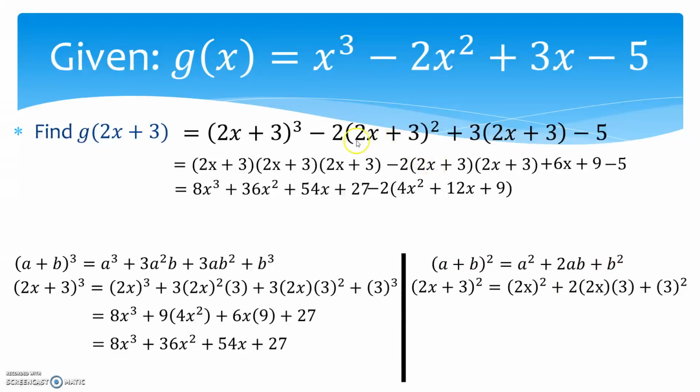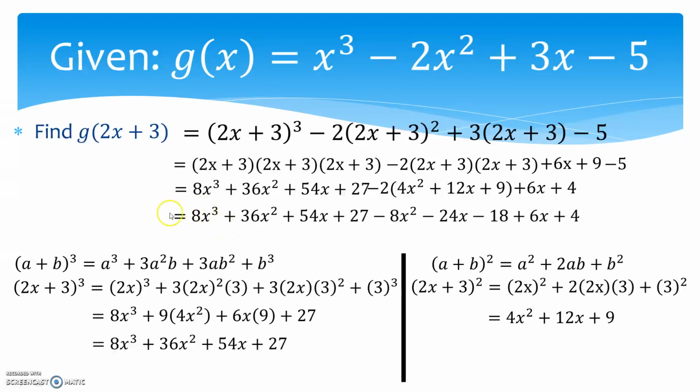So, anong nangyari doon, dito naman, the first term is 2x. So, i-square natin yan, plus 2. I-multiply daw itong a at b, so 2x times 3. Plus, our b is 3. So, i-square din natin siya. So, we have, the square of 2x is 4x squared, plus 2 times 2x, 4x times 3 equals 12x, plus 9. Okay, ito yun. Then, plus 6x, then 9 minus 5 equals 4.